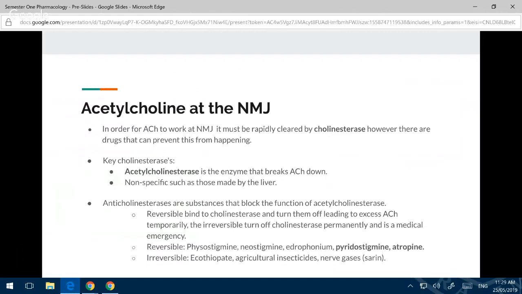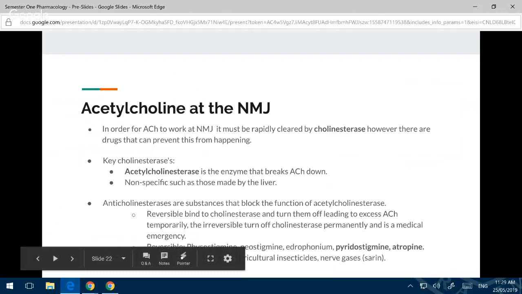However, if we have instances where the cholinesterase is irreversibly turned off permanently, this represents a huge medical emergency. There are instances such as in nerve gases and some pesticides where this is the case. But we also have very stable, reversible ones that we use.